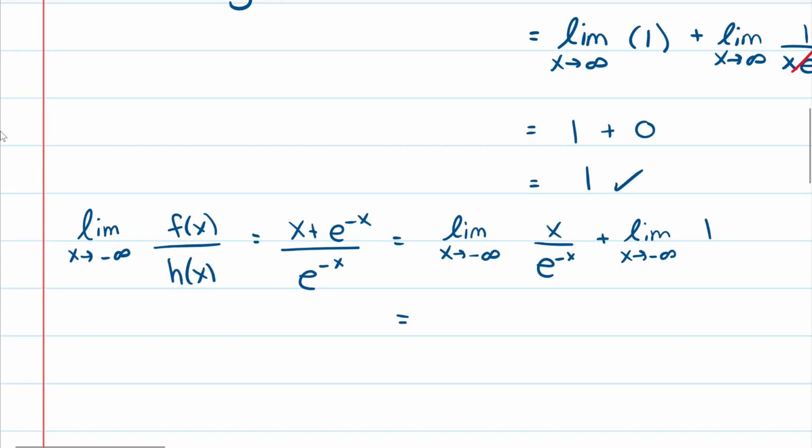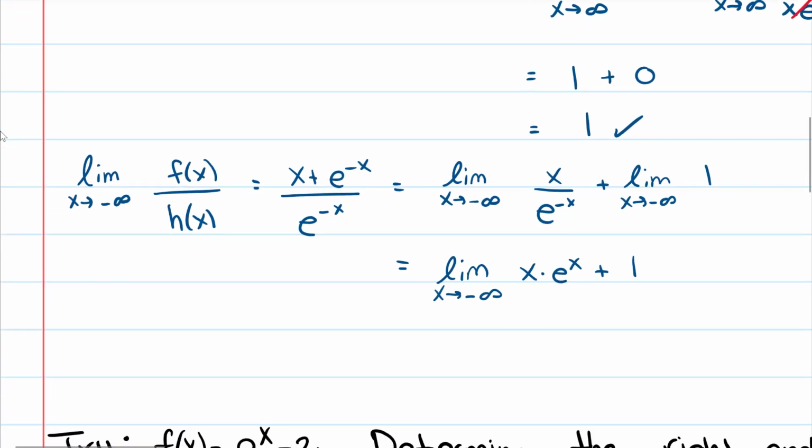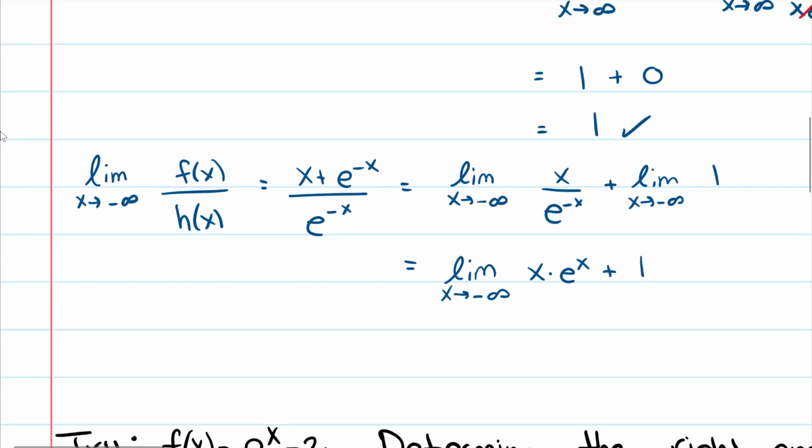And so from here we're going to get the limit as x approaches negative infinity of x times e to the x plus 1. And then as you let this go to negative infinity, this piece right here is going to approach 0. And let me show you why that happens.